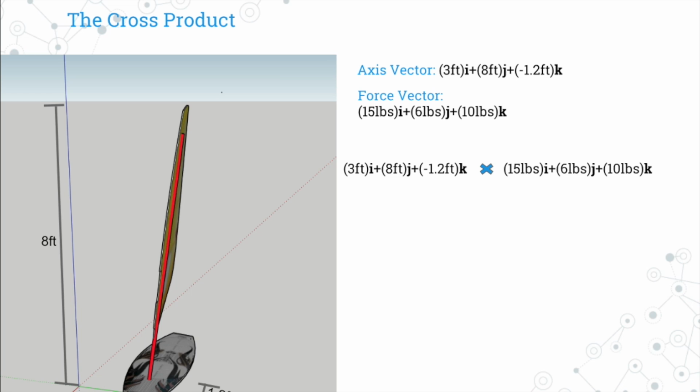To cross product, you will start by multiplying the first component in each equation. So this will be our 3 feet and our 15 feet. However, since these are both in the same direction, these will cancel out and become 0.